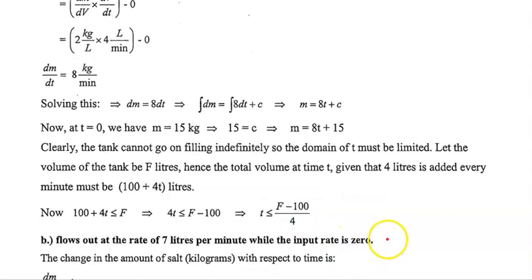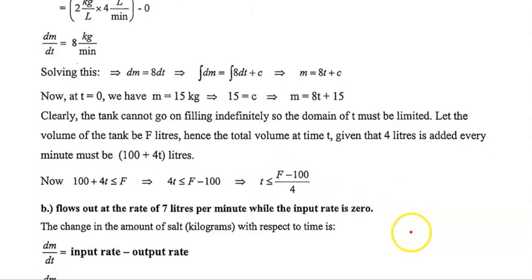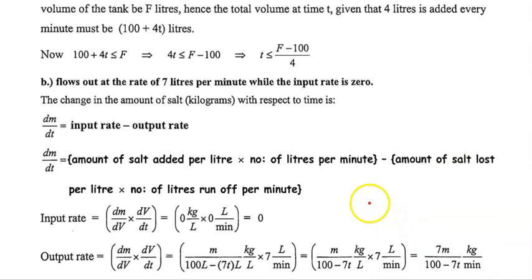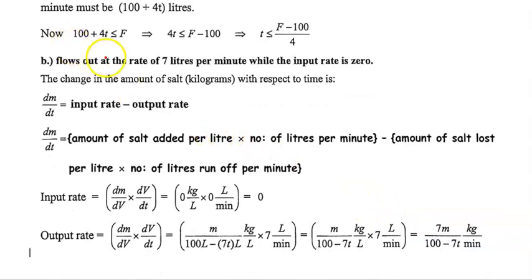Okay, so that's the limitation on the domain. t must be equal to or less than (f minus 100)/4. All right, let's look at the second part of this now. The solution flows out at the rate of 7 litres per minute, while the input rate is 0.